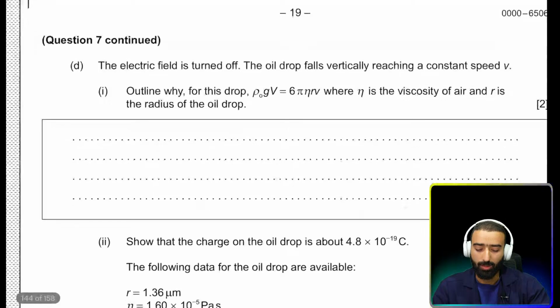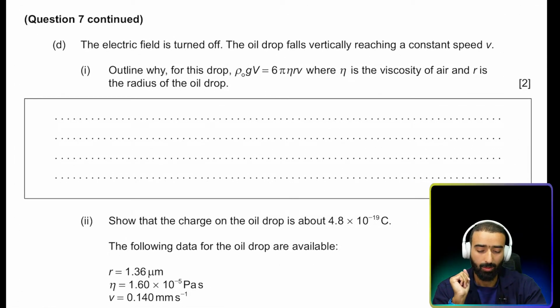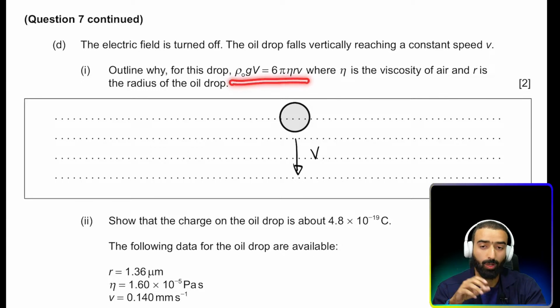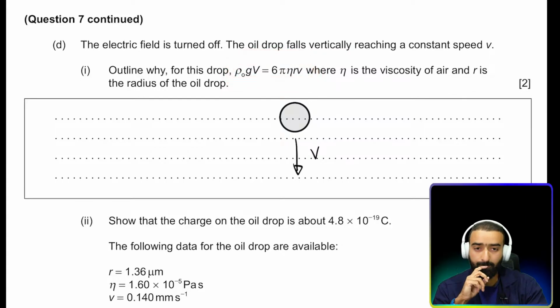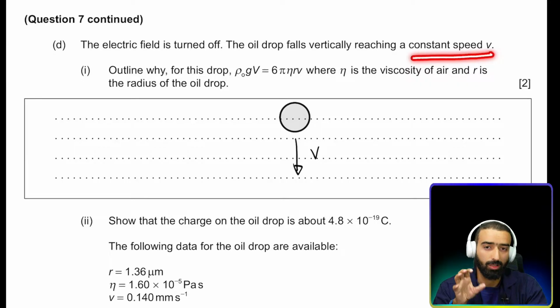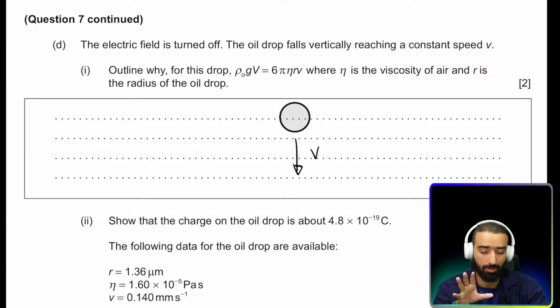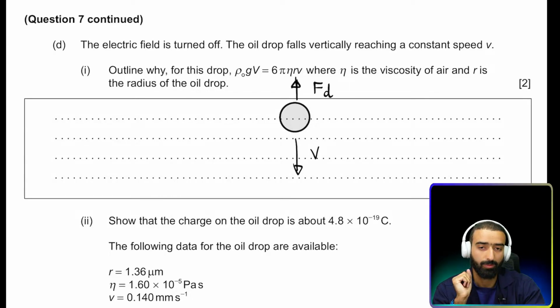Now let's move on. The electric field is turned off. Okay, so there's no electric field now. The oil drop begins to fall downwards with a constant speed v. We have to show why the force is given, why this equation holds. What happens is the oil drop falls vertically with a constant speed. Constant speed once again means there has to be no net force. So the force now acting on the oil drop is the force of drag.